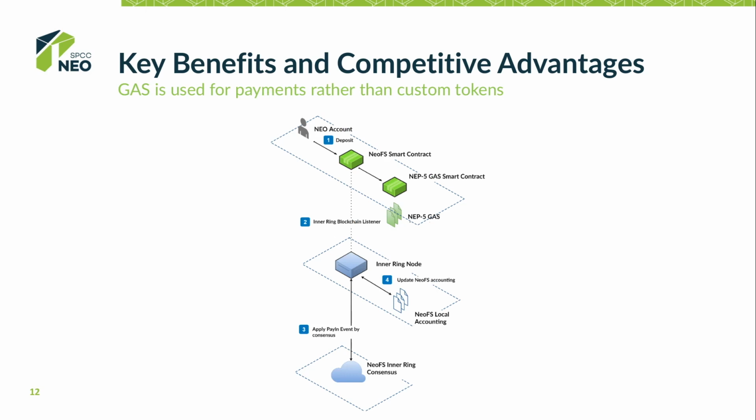NeoFS uses GAS for all payments. To be able to pay for storage services in NeoFS, one has to deposit some GAS to the NeoFS smart contract address. This event will be monitored by in-ring nodes and reflected in the user's account balance internally in NeoFS. NeoFS in-ring nodes keep track of all accounts using NeoFS and, using the dBFT consensus algorithm, the same as in the Neo blockchain, agree on users' mutual settlements, rewards distribution between node owners, and other payment-related procedures.